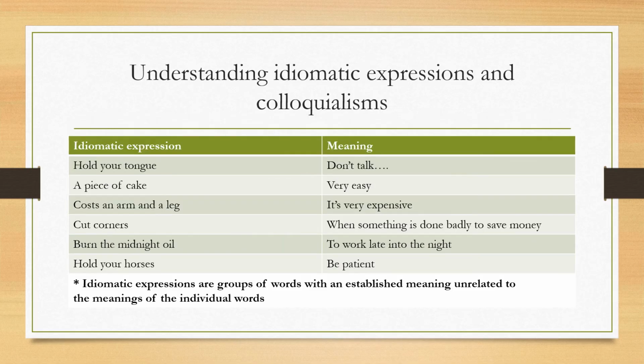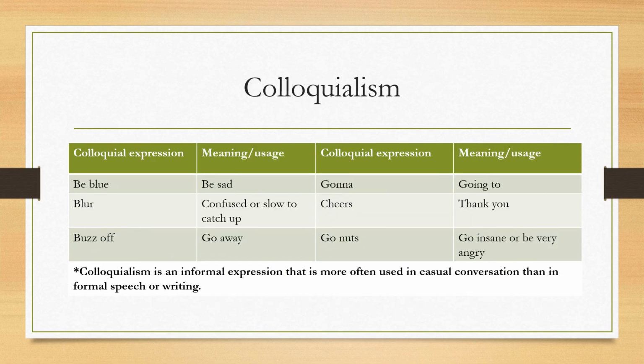Okay, now you have to remember, normally in conversations, people don't only use the expressions or phrases that we have discovered just now. They would also add in idiomatic expressions as well as colloquialisms. So again, you have to understand the meaning when people use them. For your information, idiomatic expressions are groups of words with an established meaning unrelated to the meanings of the individual words. So you can go through this on your own. These would be examples of colloquialism, which refers to an informal expression that is more often used in casual conversation than in formal speech or writing.